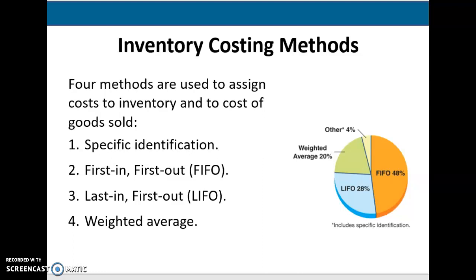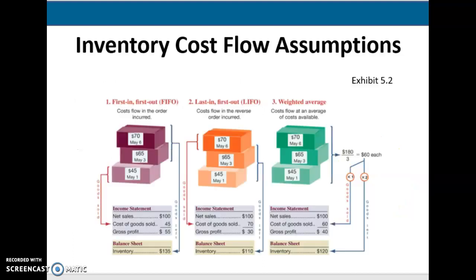Which leads us to the discussion about inventory cost flow. Inventory cost flow assumptions say first in, first out says the first item that I brought in, the first purchase, is the first one that I will sell. So we go through our inventory until we use up all of the first goods, then we go to the next layer, the third, etc.